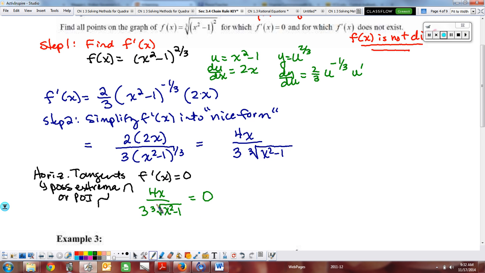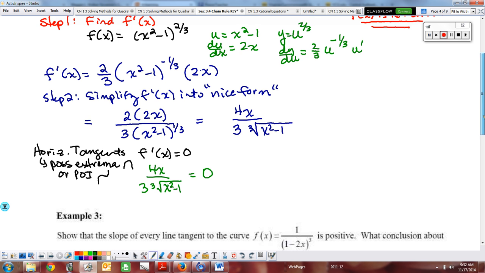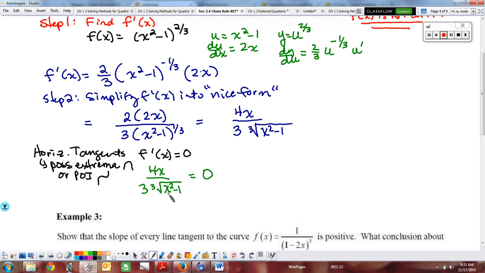What you want to do is think about what your restrictions are, because restrictions cannot be solutions when you set it equal to 0. The restrictions would be x equal to plus or minus 1. How is that going to answer the question? That's the second part of this, in a second, very easily. But in a fraction, the part that matters when you are equal to 0 is the top. So we go 4x equal to 0, or x equal to 0. So at x equal to 0, our f prime of 0 is going to equal 0, and there is a horizontal tangent.